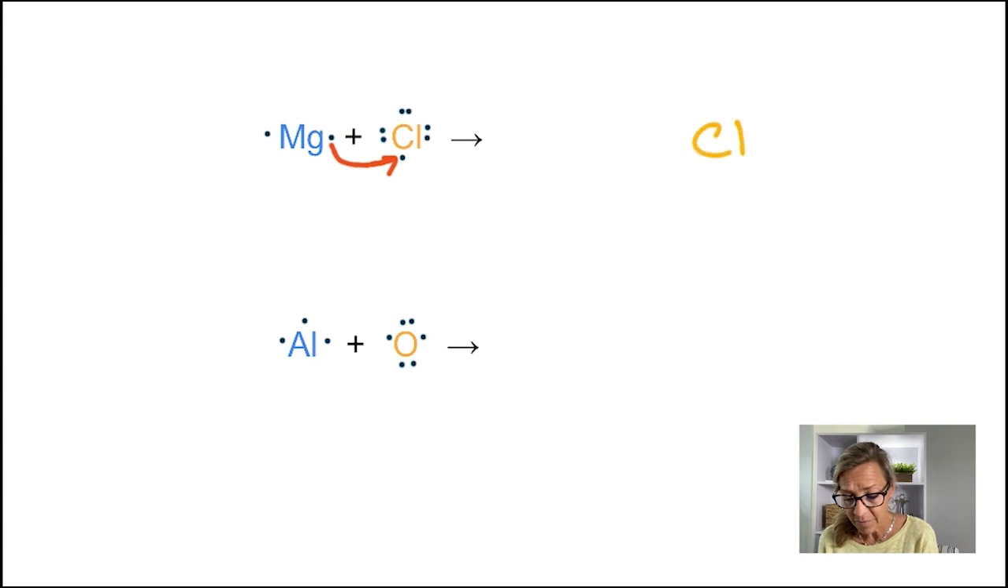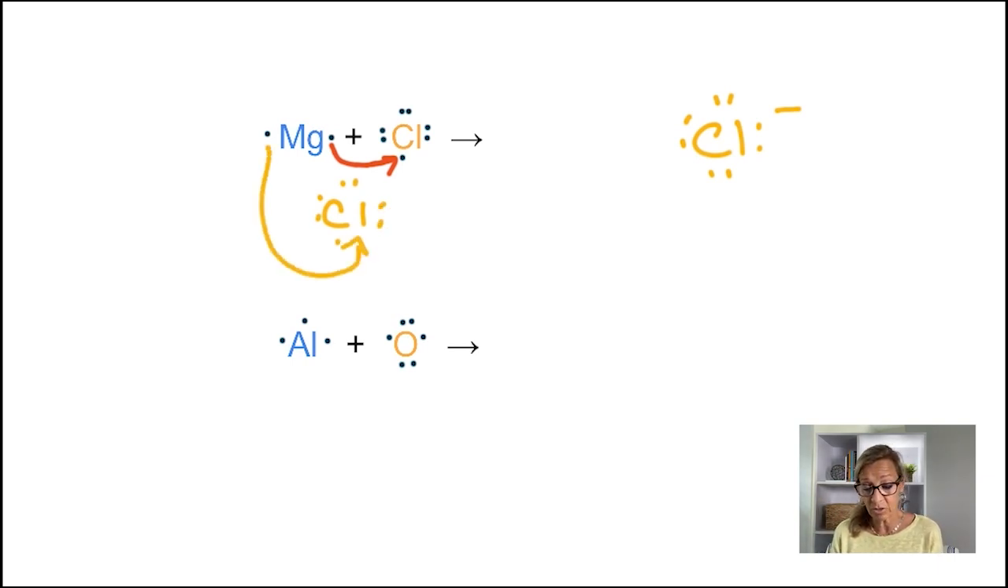Chlorine is now stable. It is now the chloride ion because it now has 8 valence electrons, but the magnesium still has a valence electron to get rid of. So we're going to need another chlorine to accept that other valence electron. And so now I'll have 2 chlorides, and we will have 1 magnesium cation. They will always work out such that all the valence electrons will make everybody stable with 8 valence electrons.